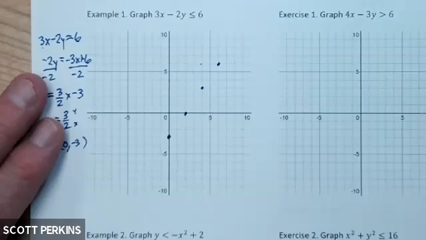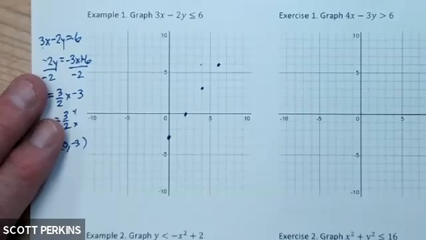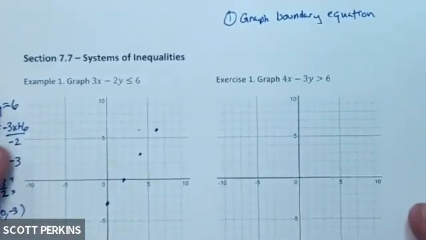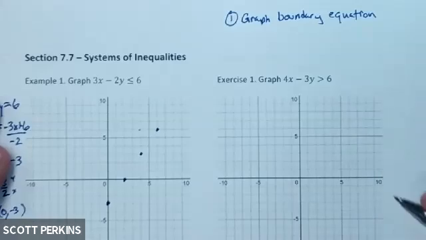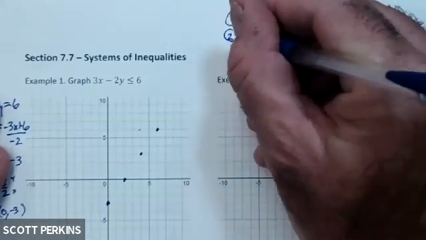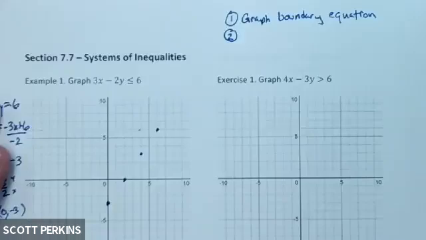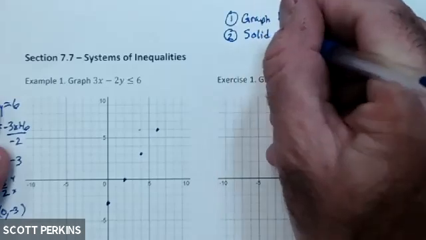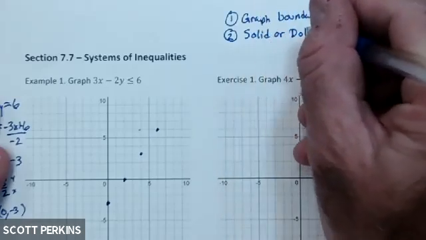So I'm going to, not meaning to make you dizzy, just slide my page back up to my list. So we just did the first step. We graphed the boundary equation. The second step is you have a choice to make. Are we going to connect the dots with a solid or a dotted boundary?